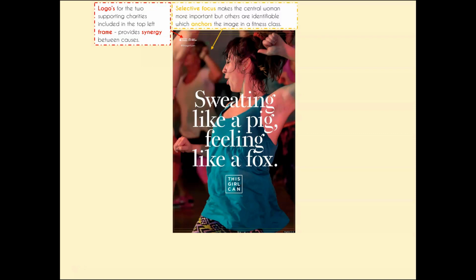We've got selective focus being used as part of the main shot, so this makes the central female, the protagonist, more important. However, we can still see the others in the background, and they are identifiable as women, which helps to anchor the fact that they are in a fitness class, and this is not just a singular woman sort of being staged or posed in any way.